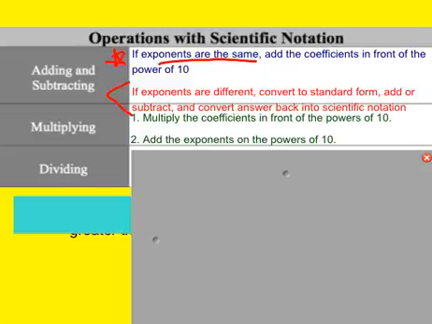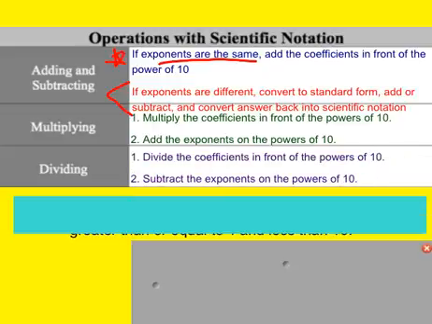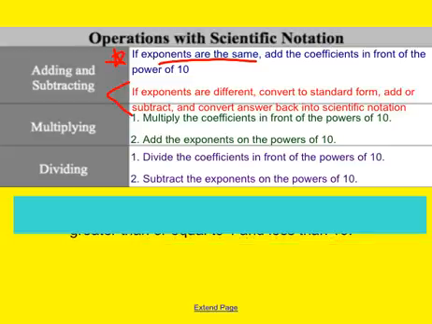Multiplying, you can just multiply the coefficients. The coefficients are the numbers in front of the decimal. You can just multiply the decimals together and then figure out how to add the exponents in the powers of 10. So like we did when we were multiplying monomials, you got to add exponents. And then dividing the powers of 10s, they're going to be the same thing. Subtracting the exponents is just like our monomials.